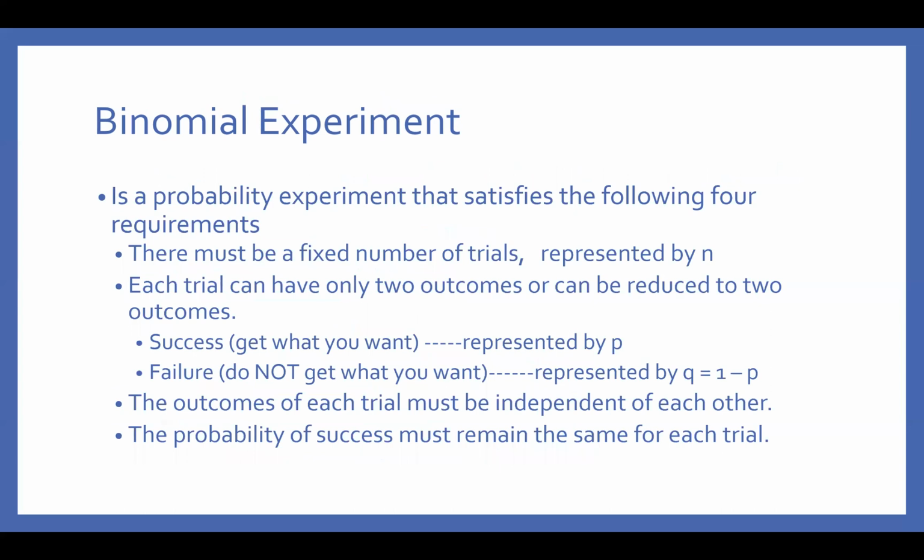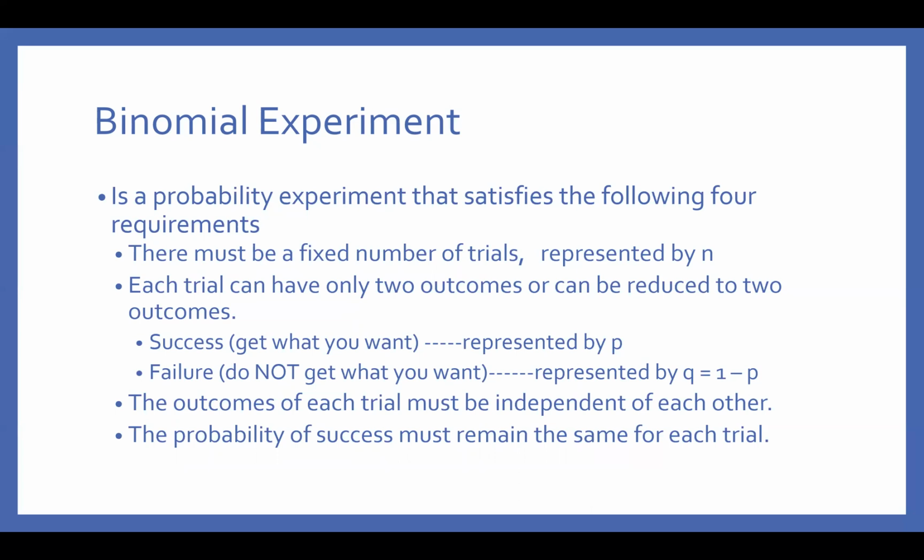So a binomial experiment has to satisfy 4 different requirements. One is there must be a fixed number of trials. You have to tell me, I'm going to flip the coin 10 times, or I'm going to roll the die 50 times. I'm going to look at 100 patients. You have to have a fixed number of trials.